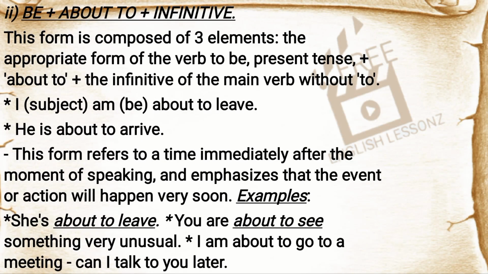2. Be plus about to plus infinitive. This form is composed of three elements: the appropriate form of the verb to be, present tense, plus about to plus the infinitive of the main verb without to.